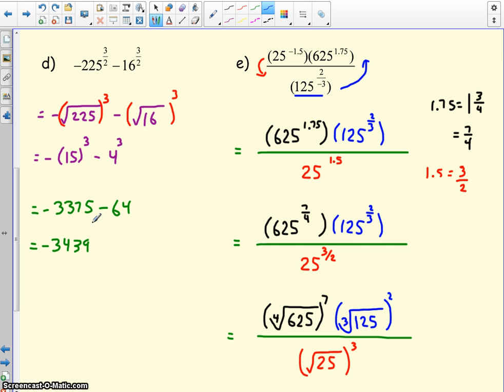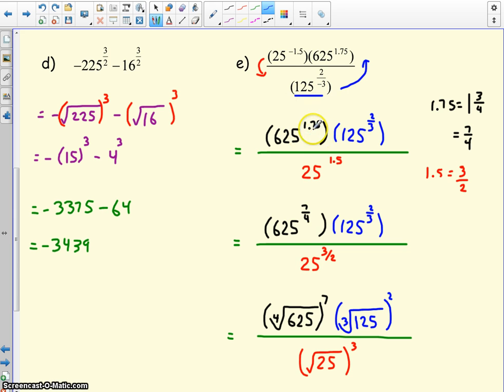What I did first is I took everything that had negative exponent and then just moved it to the other side. So if, for example, 25 to negative 1.5, move that to the denominator so the exponent will be positive. I took 125 to the negative 2 over 3, brought it to the numerator, so now that would be a positive exponent. So I did that first.